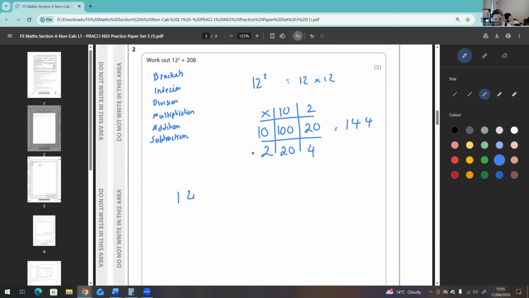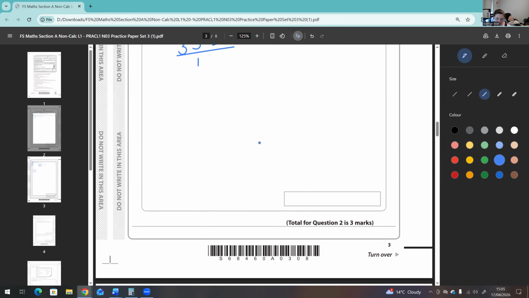Now we have 144 added to 208. 4 plus 8 is 12, 2 carry the 1, 4 plus 0 is 4, plus 1 is 5, 1 plus 2 is 3. So our final answer is 352.